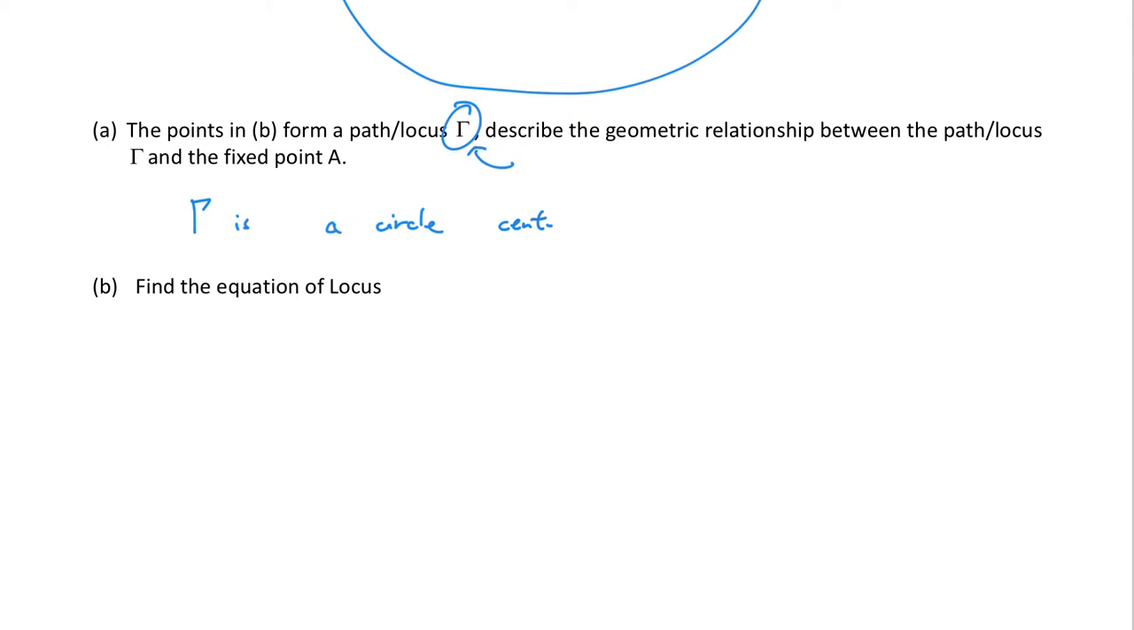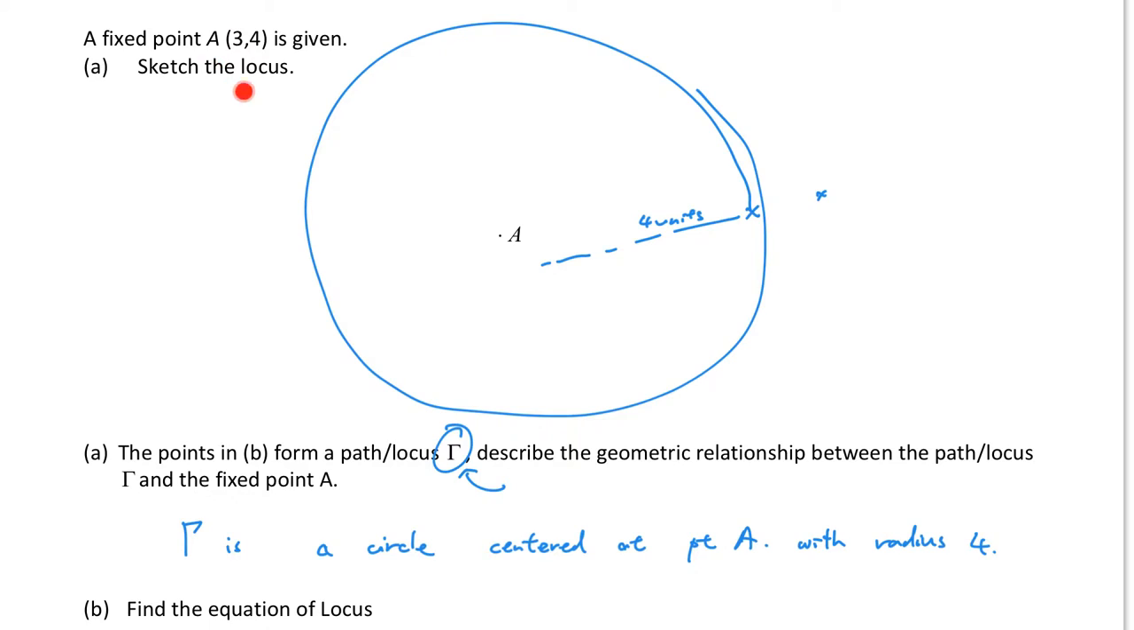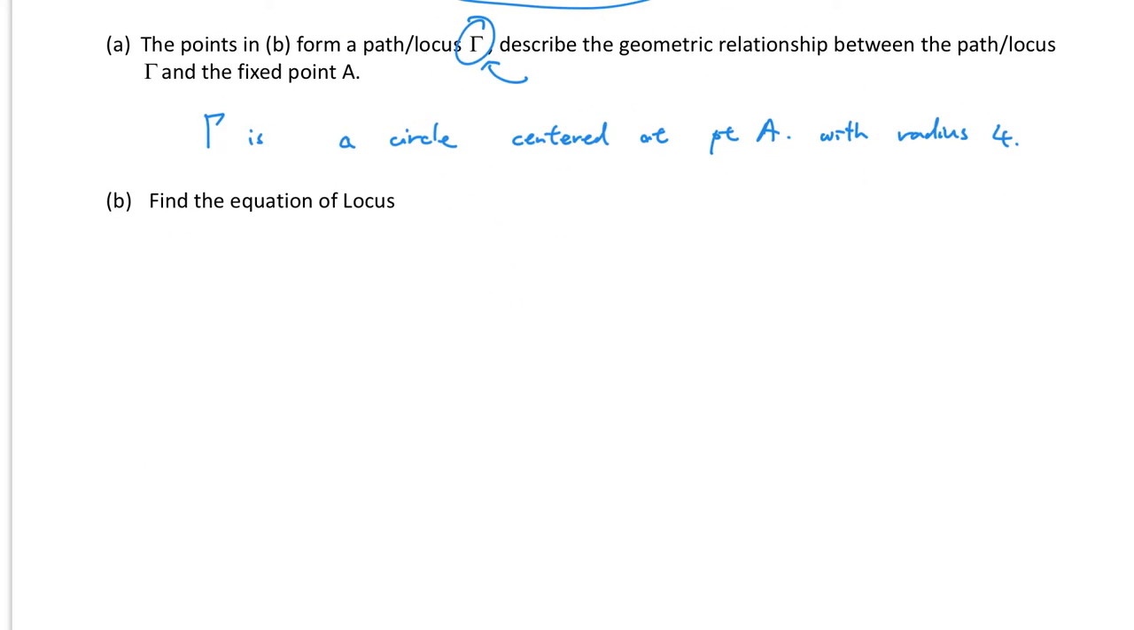Center at pawn A with radius 4. Then what is the equation of locus? Because this is a circle and the radius is equal to 4 and the center is (3, 4), I can also use an equation to describe the locus. (x minus 3) squared plus (y minus 4) squared is equal to 4 squared. This is the equation of locus.